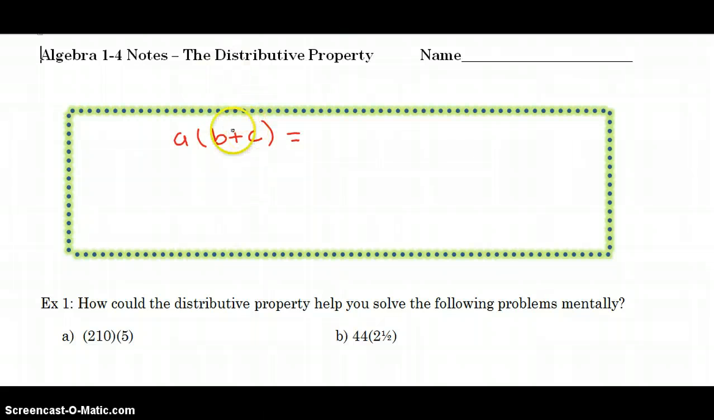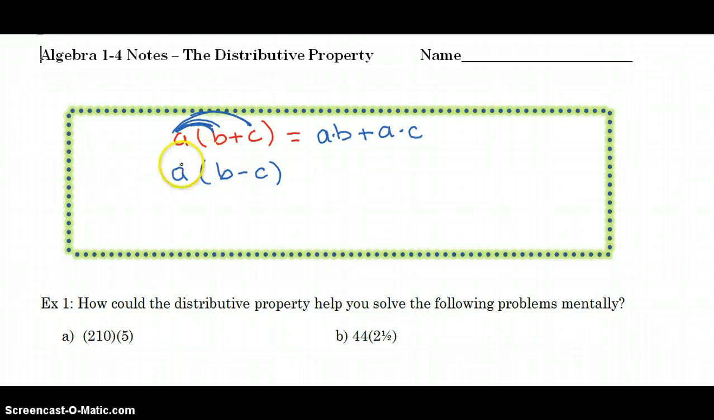So the distributive property says we can distribute A among the two numbers inside the parentheses. So A times B. Distributed, by the way, that was me, like a paper boy distributes the paper. A distributed times B, you can put a dot for now if you'd like, plus A times C, and that's the distributive property. It also works if it was a subtraction problem.